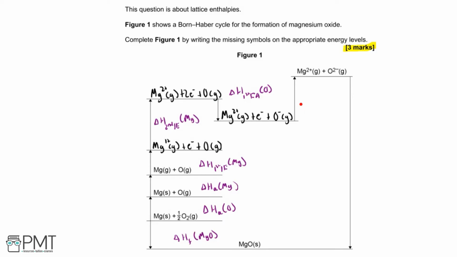The final 2 steps of our Born-Haber cycle are going to be the second electron affinity of oxygen as it gains another mole of electrons to form a mole of 2- ions from just 1- ions. Then from up here to down here we have the final step, which is the enthalpy of lattice formation for magnesium oxide when we are going to go from our gaseous component ions to our solid ionic compound.